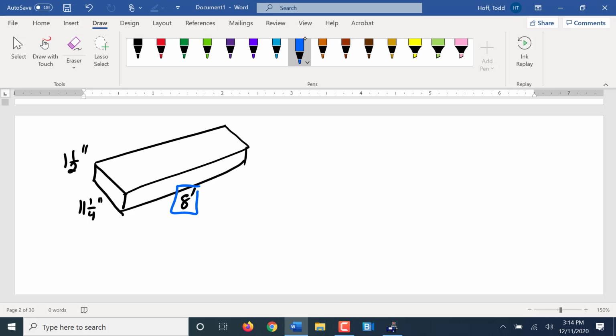The first thing we probably should do there is convert the 8 feet into inches. How many inches would that be? 96 inches. So our board feet is thickness times width times length. That's our volume of that board in cubic inches. Does anybody remember how many cubic inches are in a board foot?